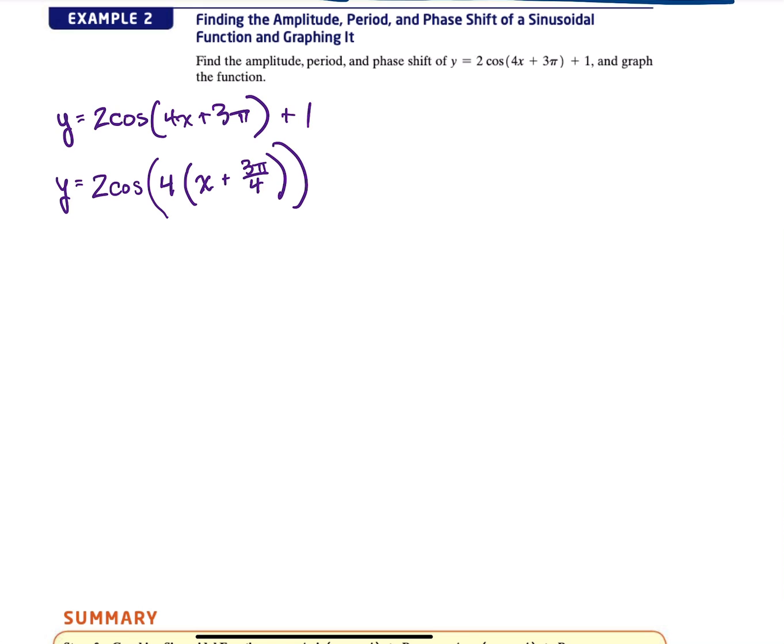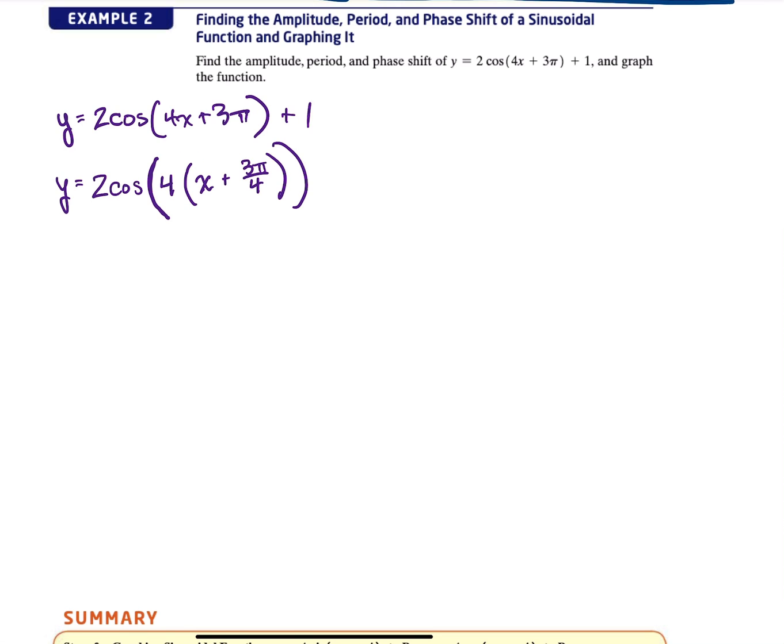Takes a second to get used to that trick, but it's actually extremely handy. And just if you're ever doubting, did you do it correctly, just multiply it back through and see if you get the previous statement back. That would give me 4x. Okay, so that works out.